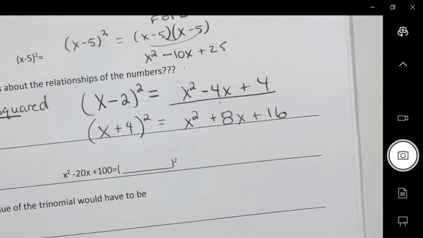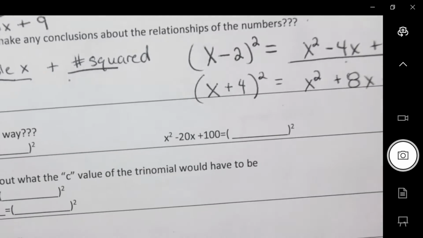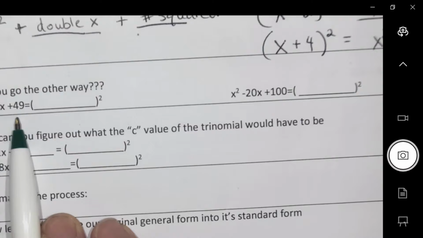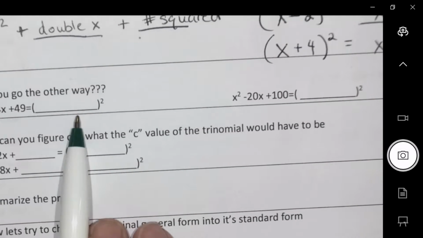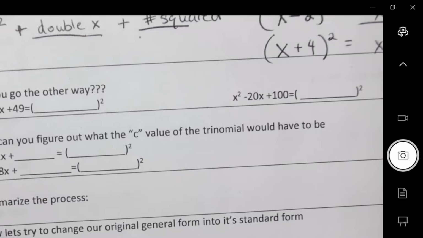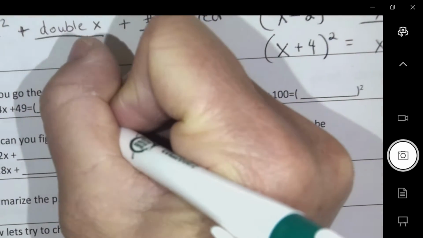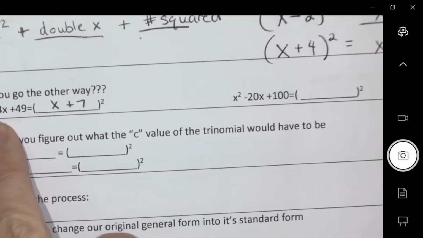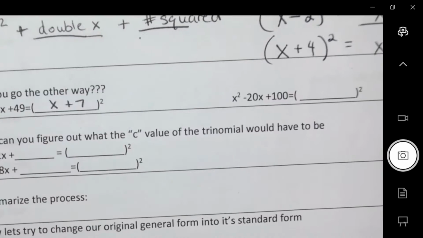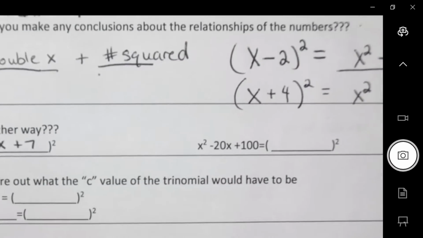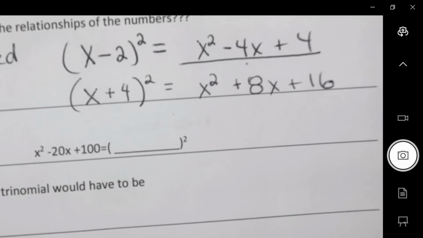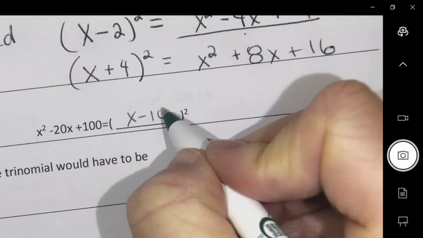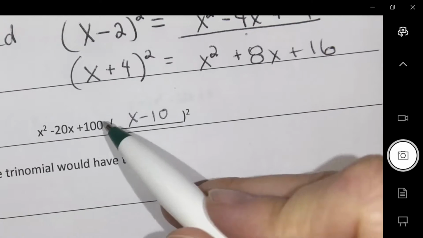Okay, can you go the other way? So this time I gave you that perfect trinomial. So what would the bracket part have been? Plus 7. Because it's the number that doubles to that and the number that squares to that. Right? Okay, what about the next one? How are we getting x minus 10 does the doubling to 20, the squaring to 100.